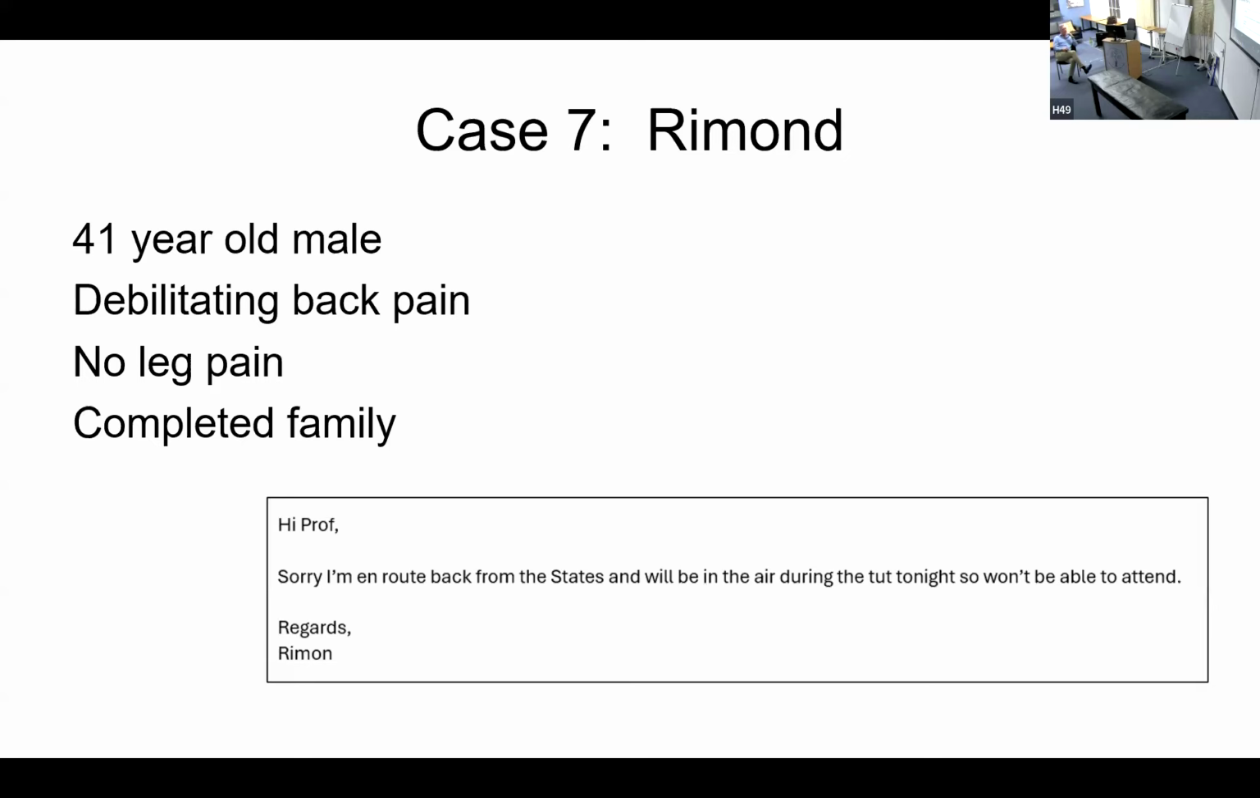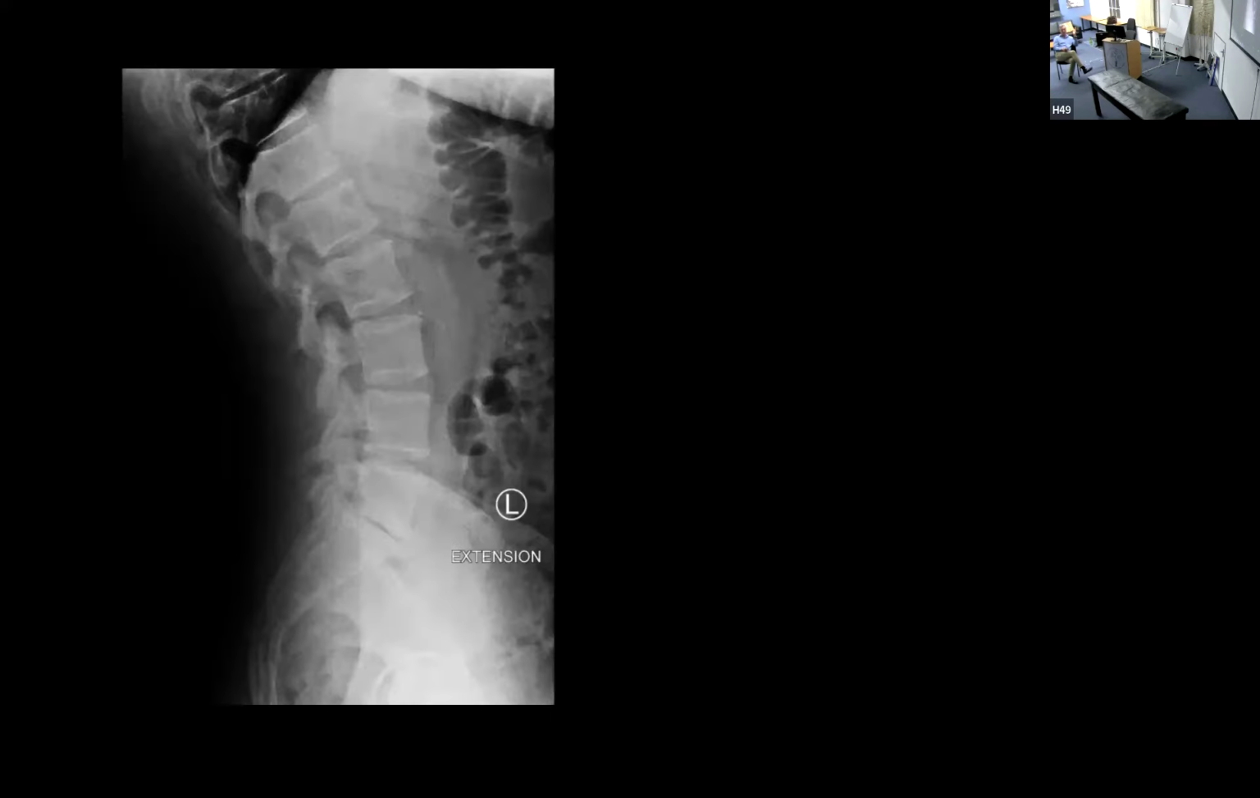41-year-old male, debilitating back pain, no leg pain, completed his family. I'll tell you why that's important in a minute. Okay, 45-year-old guy, I just did this guy recently. So what are we thinking? It's an axial back pain. Anybody, what do you see? I don't think it's really a disease, but there's obviously disc degeneration and loss of the height. Yeah, the only view I had, there's no movement on the picture.